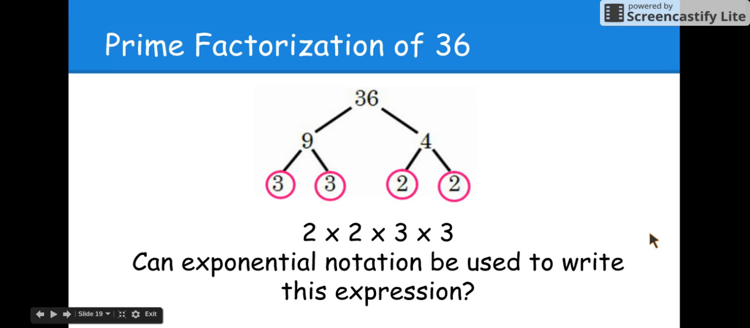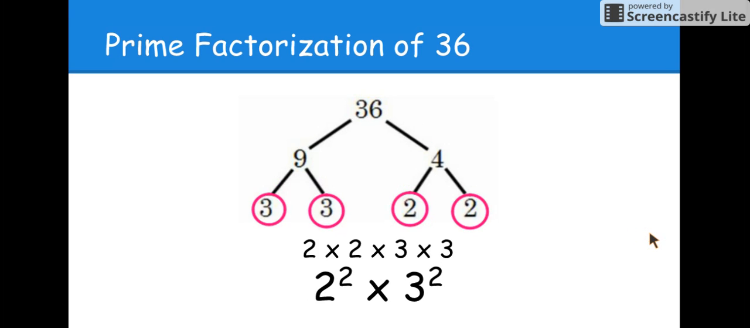Can exponential notation be used to write this expression? Yes. We can write this as 2 to the second power times 3 to the second power. Because there are two 2's, we can say 2 to the second power is the same as 2 times 2. And since there are two 3's, we can say 3 to the second power is the same as 3 times 3.